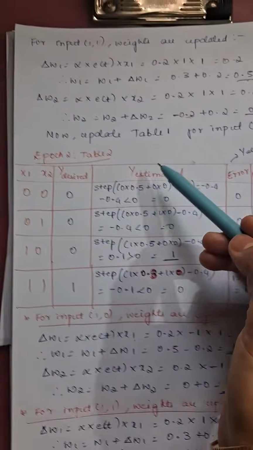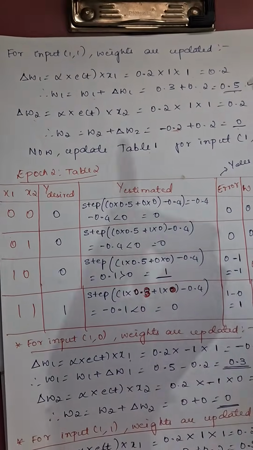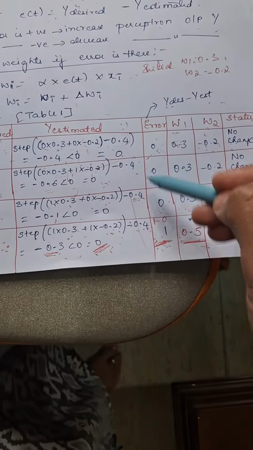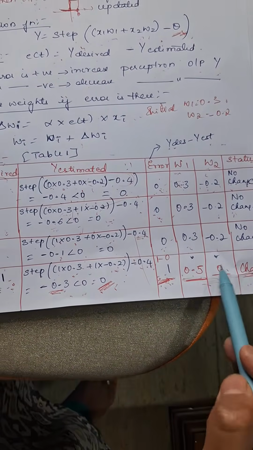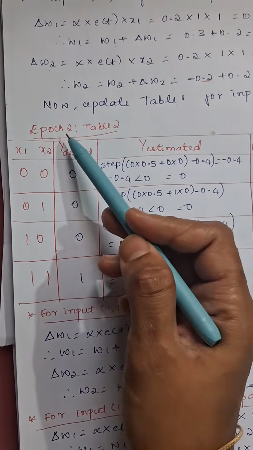Okay. Now we have to go for the next epoch, because there is a change, right? Until there is no change, I have to keep updating the table. Because there is a change in the last row, I have to go for the next epoch, epoch 2.